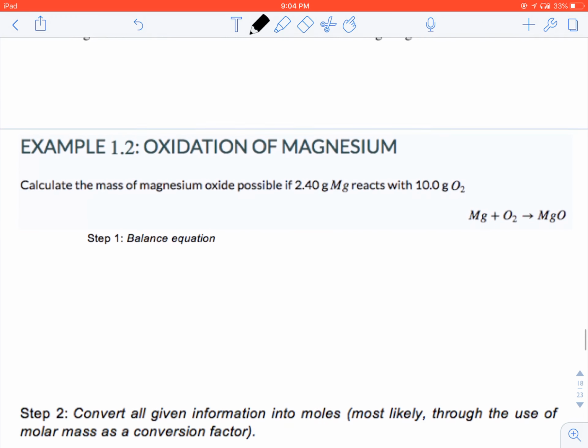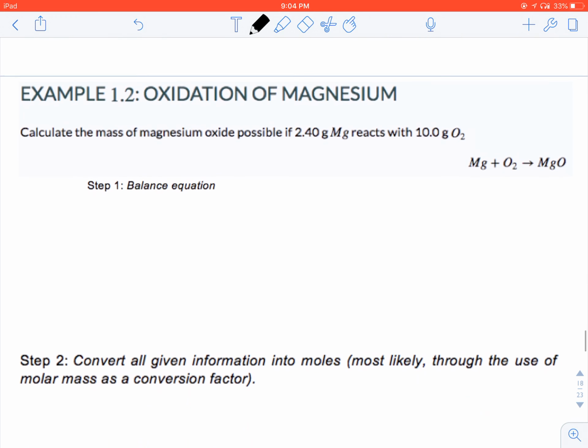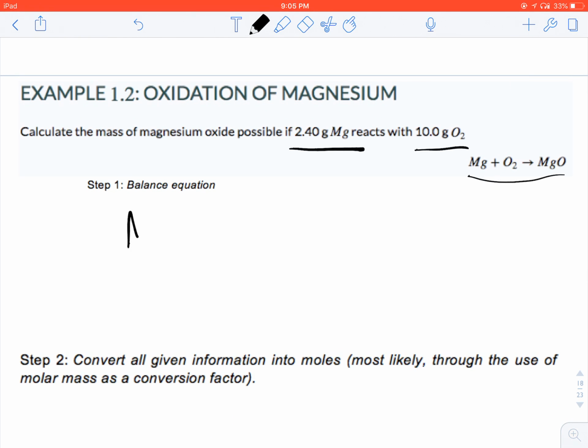So let's get to it. Example 1.2. Calculate the mass of magnesium oxide possible if 2.40 grams of magnesium are reacting with 10 grams of oxygen gas. And they give us the equation here. So just to rewrite that, magnesium, oxygen, magnesium oxide. So first step, always balance your equation.